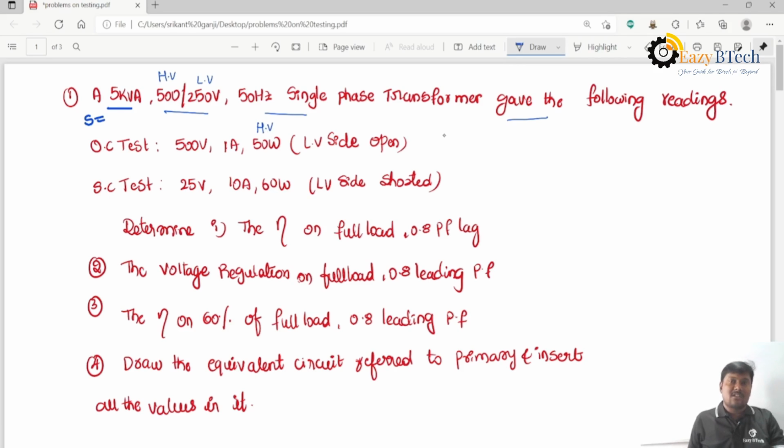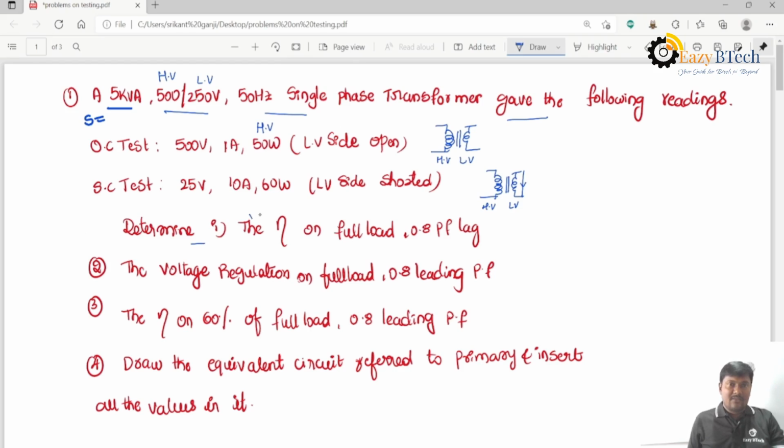LV side terminals are open circuited. But for the short circuit test, the low voltage terminals are short circuited. So both OC test and SC test of a single phase transformer are conducted on the high voltage side.